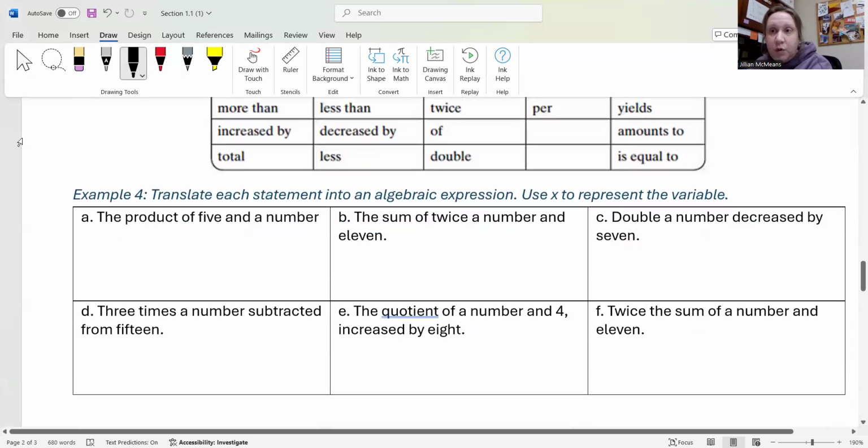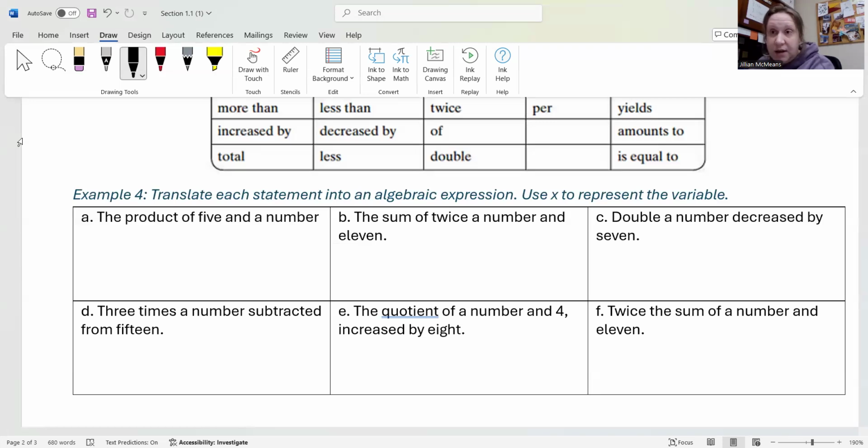So example 4 that goes with topic 4 says translate each statement into an algebraic expression. So we're not going to have any equals here. And then we're going to use x to represent the variable. So let's look at part A. So part A, right off the bat, I see the word product. So we have the product of 5 and a number. Product means multiply. We can also see a number here. That's the unknown value. We don't know what this number is. We're going to call it x.